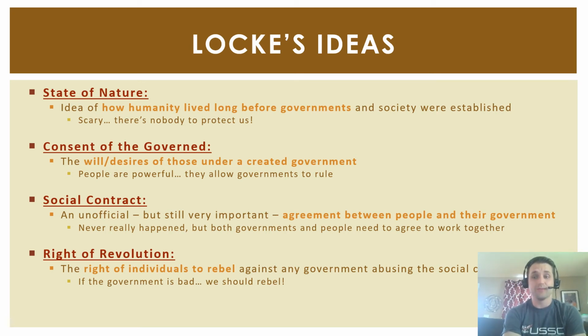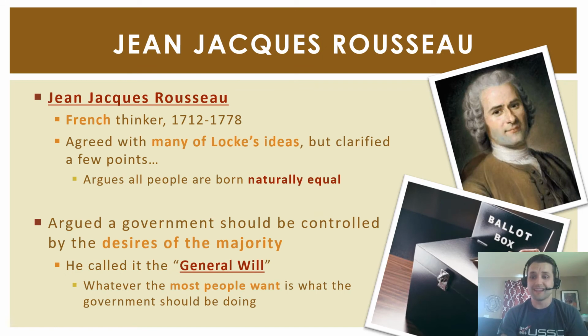Now, John Locke was not the only dude to think up all sorts of stuff during this time. We've also got this guy right here. Now, this guy is not English. He's French. His name is Jean-Jacques Rousseau, or you can just call him Rousseau. Again, he's French. He lives from 1712 until 1778, and he agreed with a lot of Locke's ideas, but he did want to clarify a couple little points.